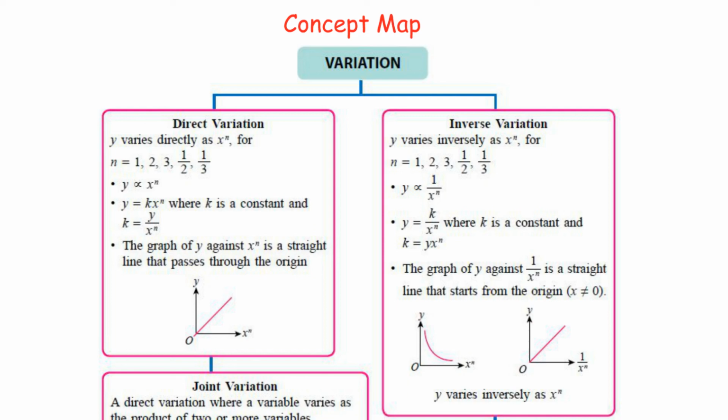The concept map for Form 5 Chapter 1 variation is as follows.